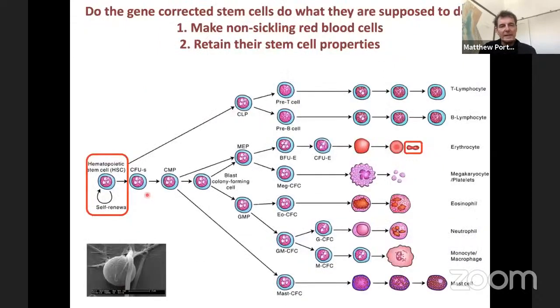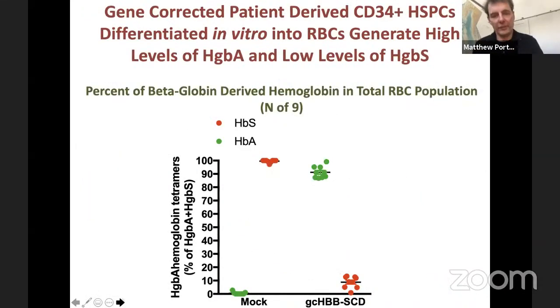So what we need to show now is that once we've done the correction, do they make red blood cells that make the non-sickling hemoglobin A, and do they retain their hematopoietic stem cell properties? To check the first, what hemoglobin they make, we take CD34 cells, which is a marker of the stem and progenitor cells in patients, correct them using the process I described, and then in the laboratory, differentiate them into red blood cells. And we can measure then the amount of either hemoglobin S or hemoglobin A.